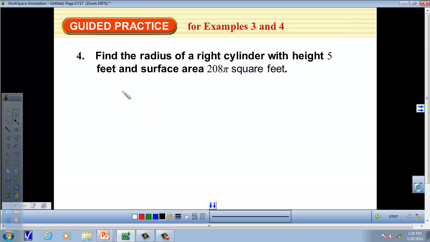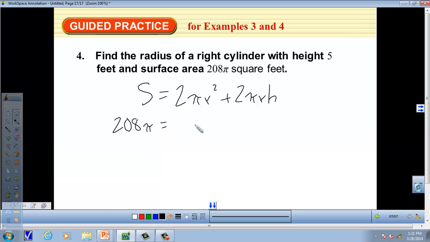For this next one, this time we want to find the radius, so it's a little bit different than finding the height. If you notice, the surface area is in terms of pi, so I'm going to write the formula one more time. Surface area is 2 pi r squared plus 2 pi rh, and we're going to write 208 pi, and that's good because then it'll make it easier for us to figure everything out, and chances are we'll be able to cancel out the pi. And this is why we don't want to round until the very end.